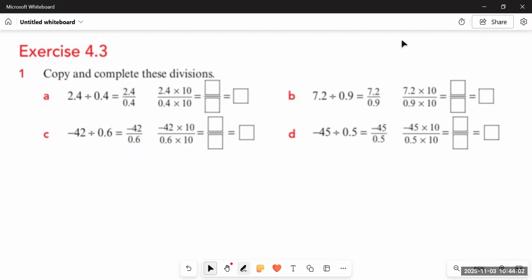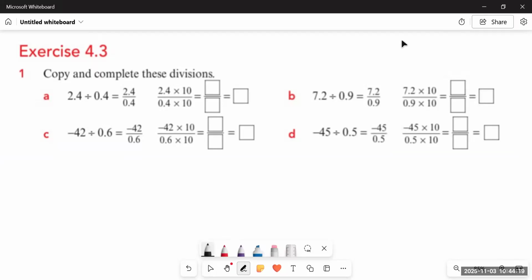This is chapter number 3 of Cambridge Lower Secondary Book 8, and we have started with this chapter earlier as well. We have done exercise 4.1 and 4.2. Today we are going to deal with divisions related to decimals. So let's see how we are supposed to do them.